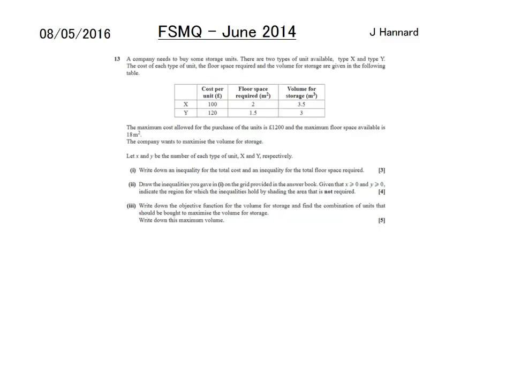A company needs to buy some storage units. There's 2 types of unit available, X and Y. The cost of each type of unit, the floor space required, and the volume of storage are given in the following table.